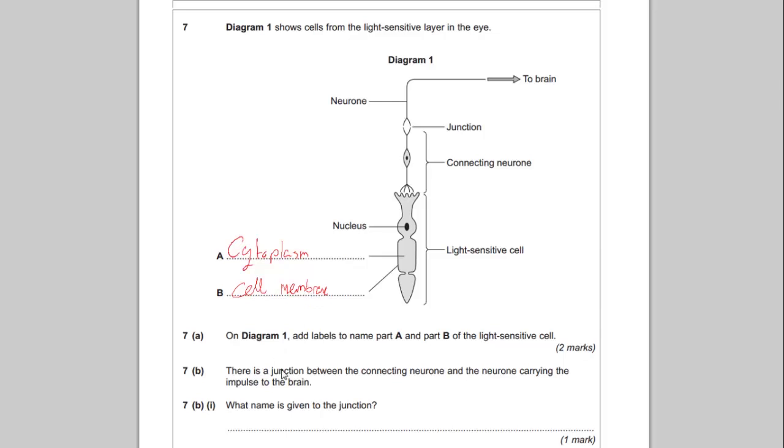Question 7b says there is a junction between the connecting neuron and the neuron carrying the impulse to the brain. Connecting neuron being here, and this being the neuron to the brain. What is the name given to the junction? Now here it's jumping to the topic on nerves and communication. If you remember, the gap between two neurons is called the synapse.